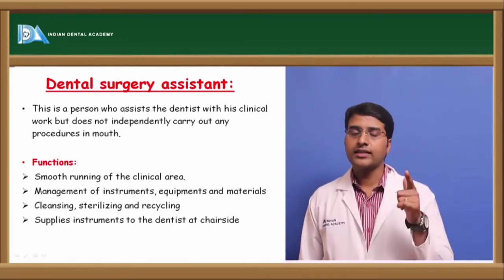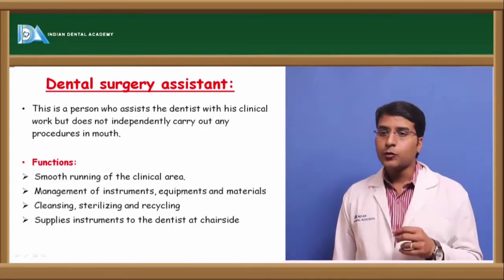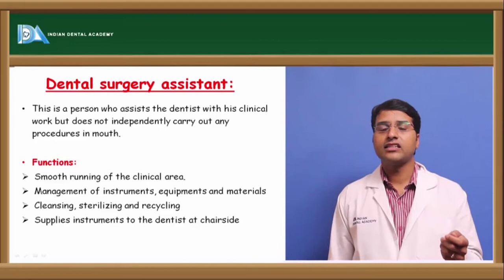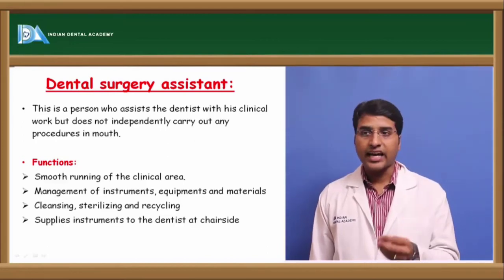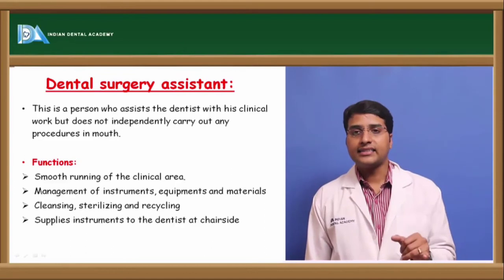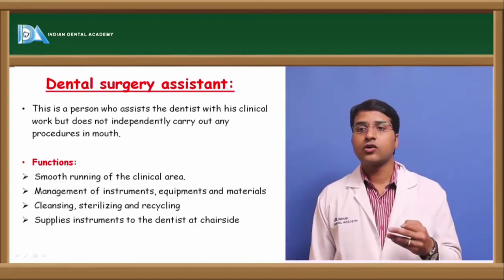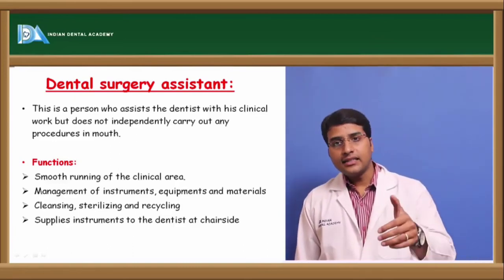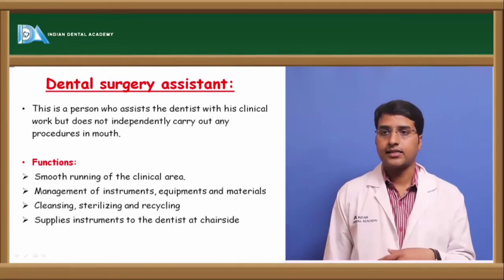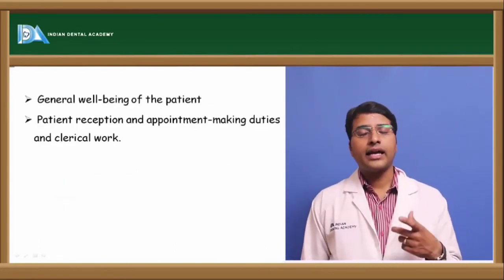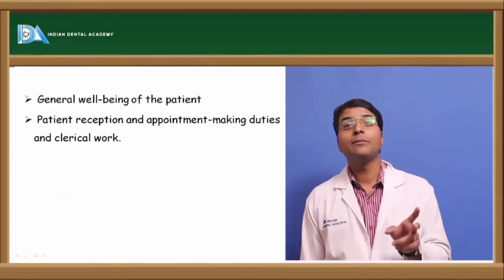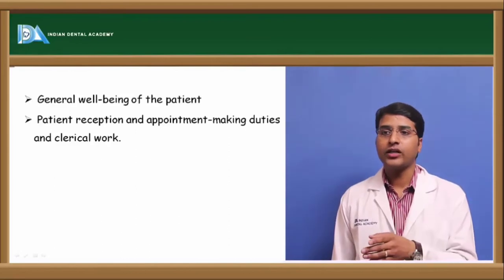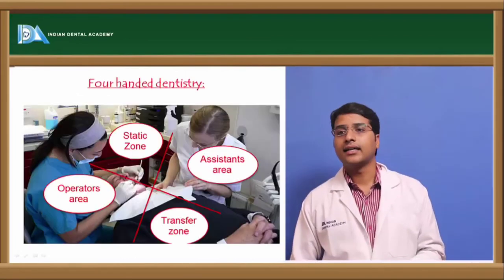The functions of the dental surgery assistant are smooth running of the clinical area, management of instruments, like passing on whichever instrument is required to a dentist, cleaning up the equipment and materials required, cleansing, sterilizing and recycling of the instruments or materials, and supplying instruments to the dentist at the chairside. These are the detailed functions of the dental surgery assistant. He also looks after the general well-being of the patient before or after the surgery, and patient reception, appointment making duties and clinical work are also done by the dental surgery assistant.